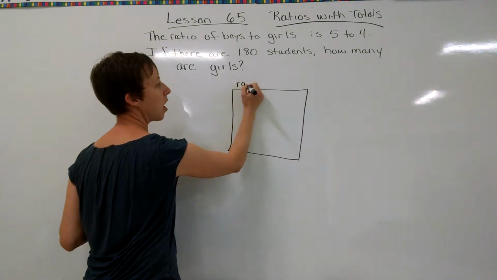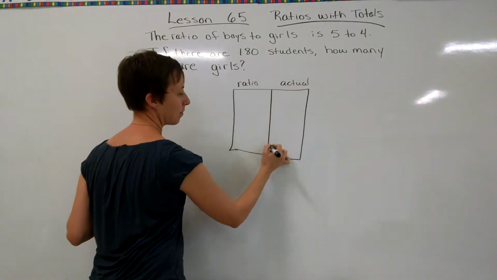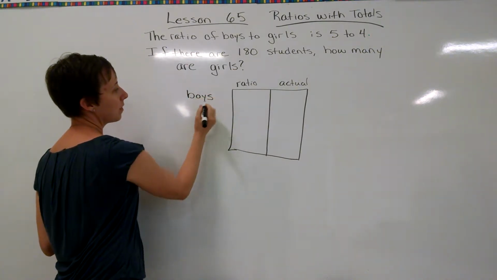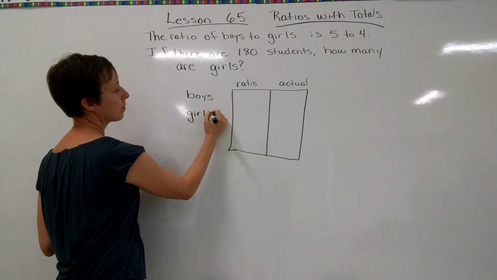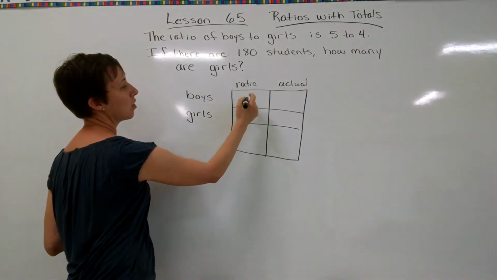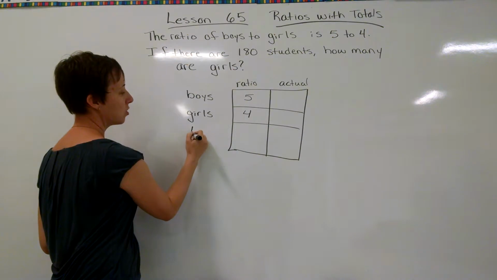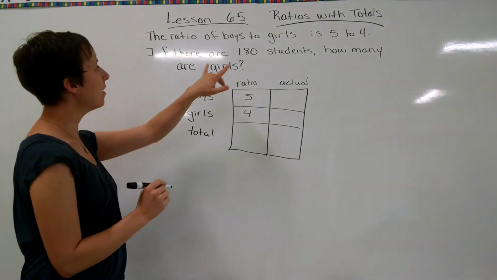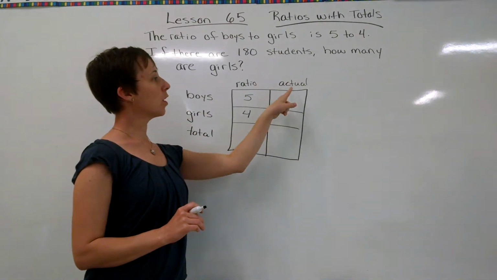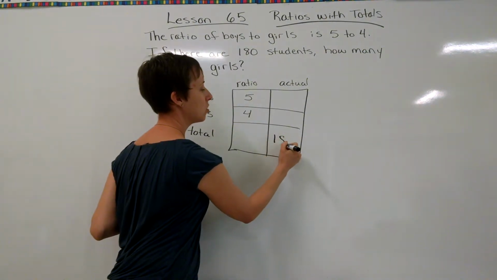In our ratio box we have 2 columns, the ratio and the actual. We have the number of boys in ratio to the number of girls. The ratio of boys to girls is 5 boys to 4 girls. The new material that we learned is the total column. They give us the total number of students who are actually there. So if I go to my actual column and go down to the total, there are 180 students.